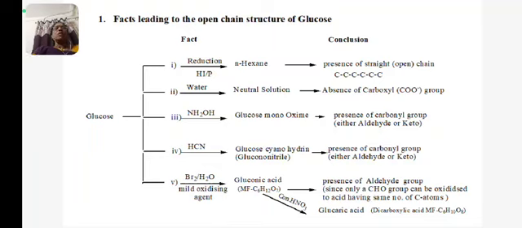When dissolved in water, glucose forms a neutral solution, which indicates glucose is neither acidic nor basic, that is, it doesn't have a carboxylic acid group. Then, when treated with hydroxylamine, glucose forms glucose monoxime, and with hydrogen cyanide, glucose forms glucose cyanohydrin. These two reactions are characteristic reactions of a carbonyl group, which may be an aldehyde or a keto group. Therefore, now we have to find out whether an aldehyde group or a keto group is present in glucose.